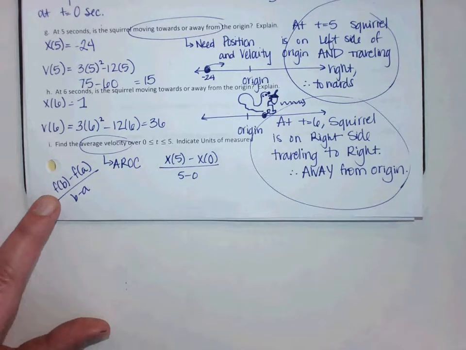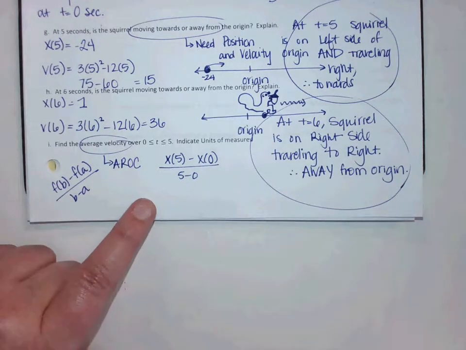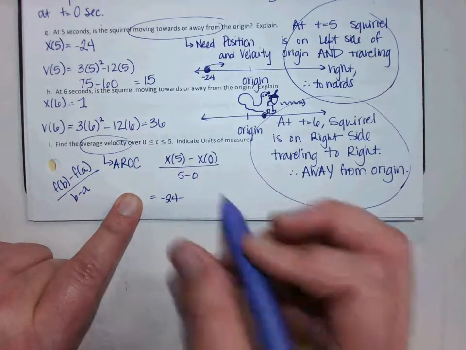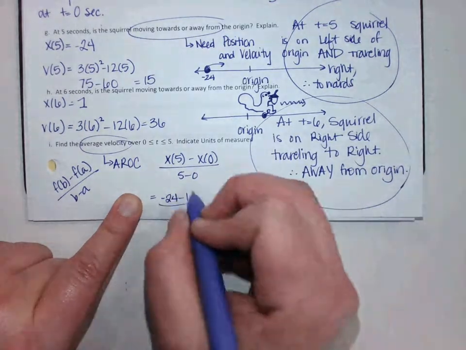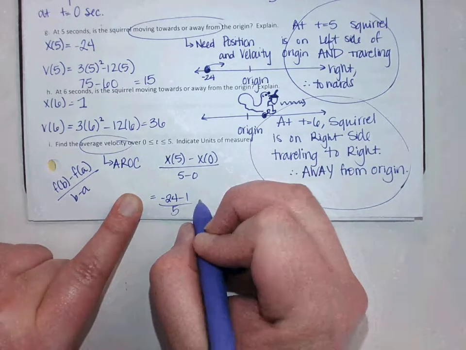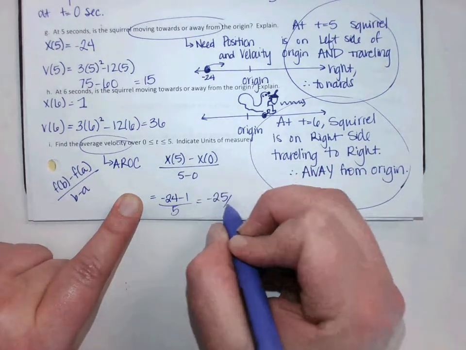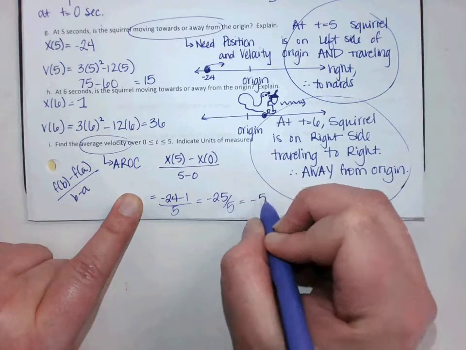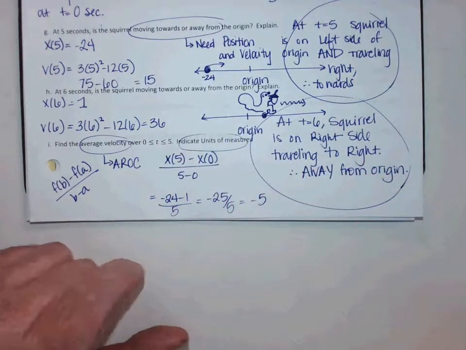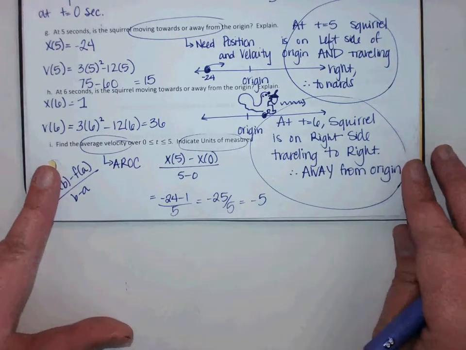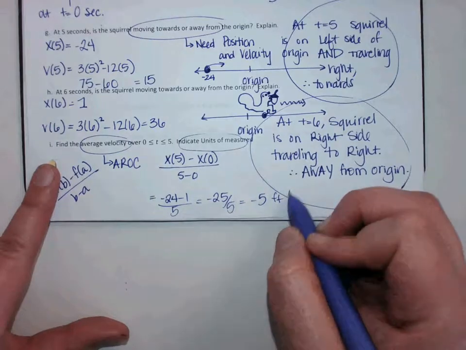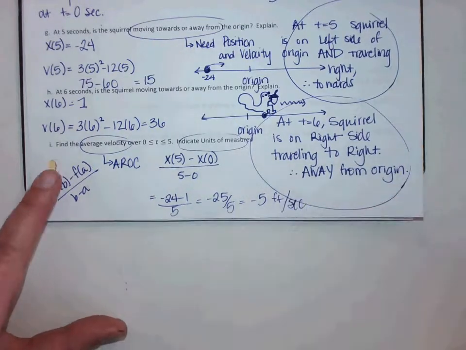What was the position of 5? Look at your chart. Negative 24. What was the position at 0? 1. Over 5 minus 0 is 5. So I'd get negative 25 on top, divided by 5 on bottom, which is negative 5. Then it says here, indicate units of measure. So look back up. What was our distance measured in? Feet. And our time was measured in seconds.